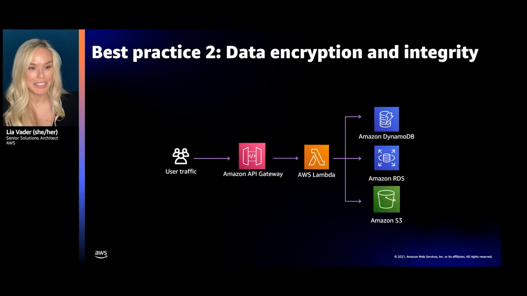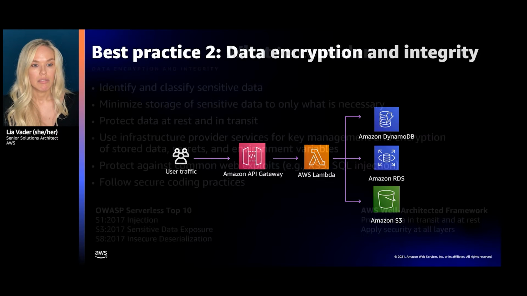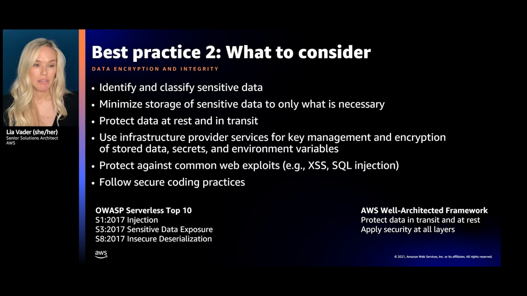So moving on to best practice number 2, which is data encryption and integrity. What we want to consider here is, 1, we need to have a data classification policy. And then we want to ensure that we're only storing sensitive data where necessary. And then we need to look at our data flow and make sure we're protecting data at rest and in transit. And we should be using managed services for key management and that also store secrets as well.